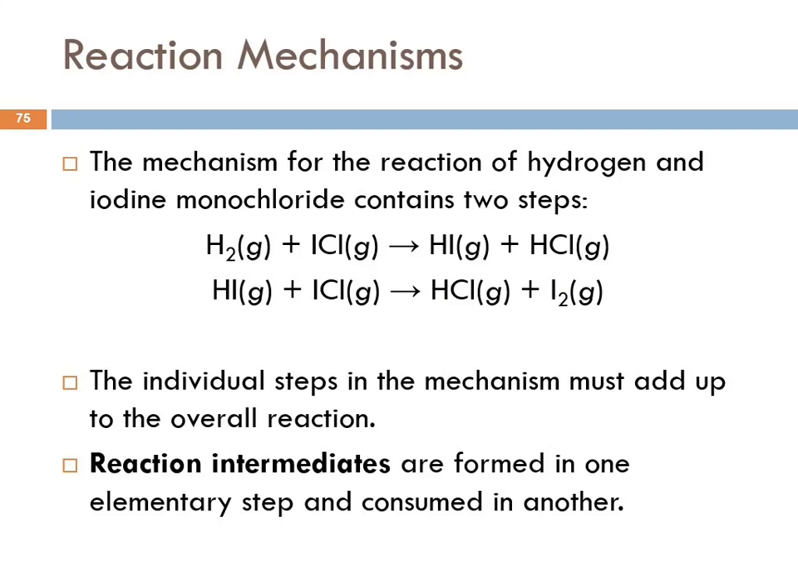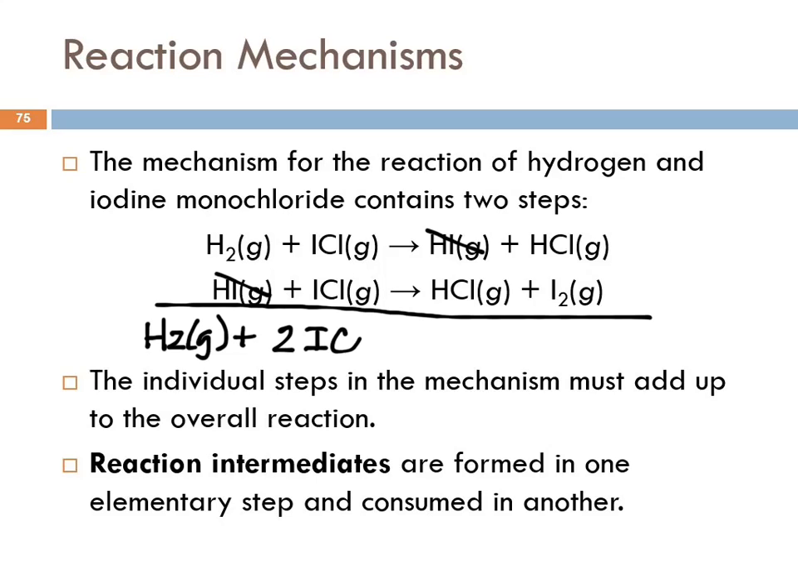The overall reaction is what we get when we add these two together. So here we have hydrogen iodide being formed, and here we have hydrogen iodide being consumed. So those essentially cancel out. So the overall reaction is we've got H2 reacting with two ICls to form two HCls and one iodine.